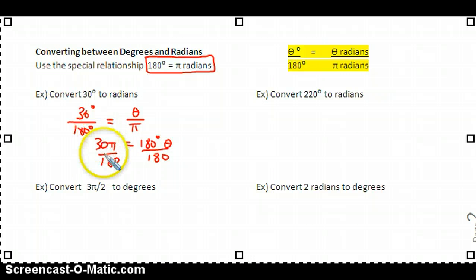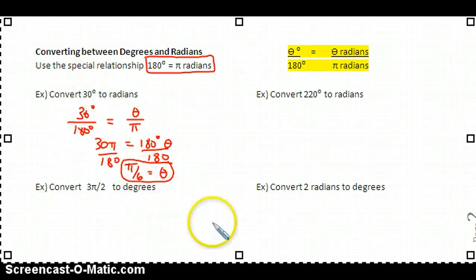and I'd end up with, if I divide this out, 30 goes into here 6 times, so it would be pi over 6. Notice that I'm not putting it into the calculator, because if I put it in the calculator, I don't get a pi. So I can say that 30 degrees is the same as pi over 6 radians.